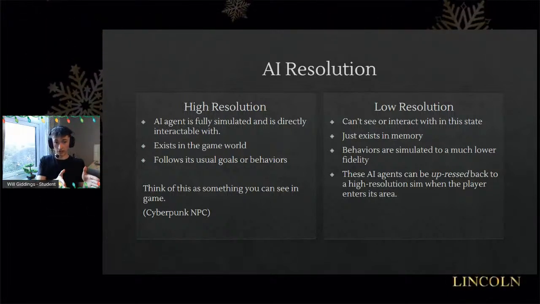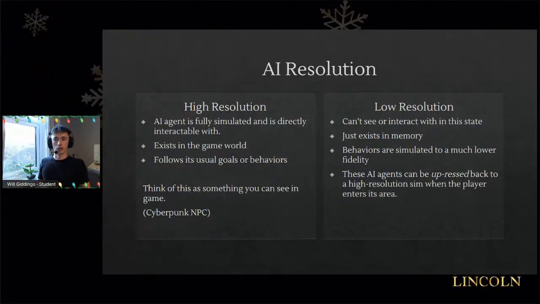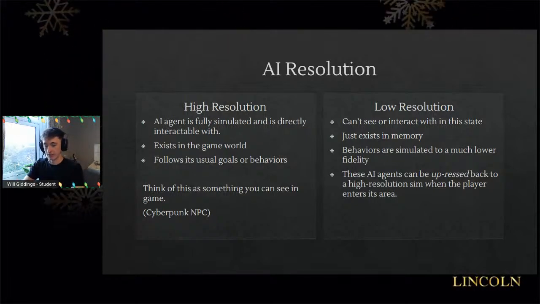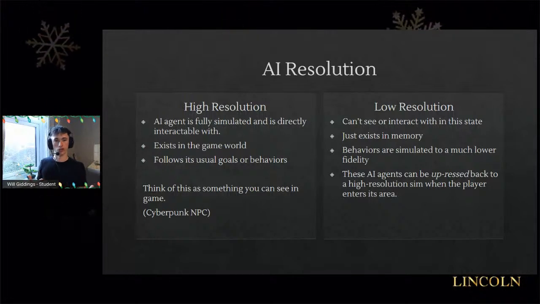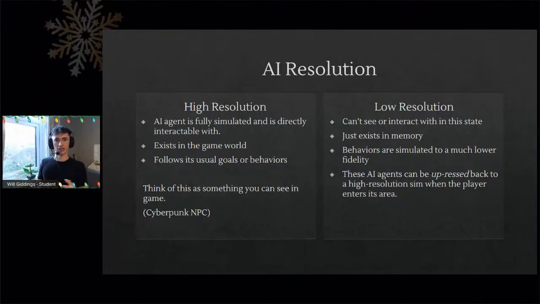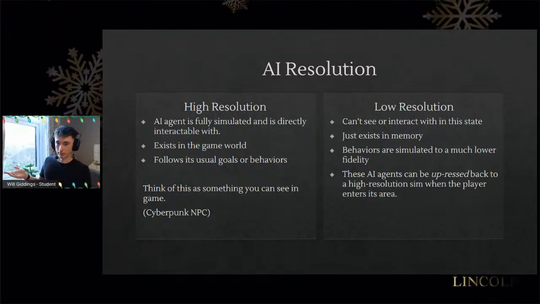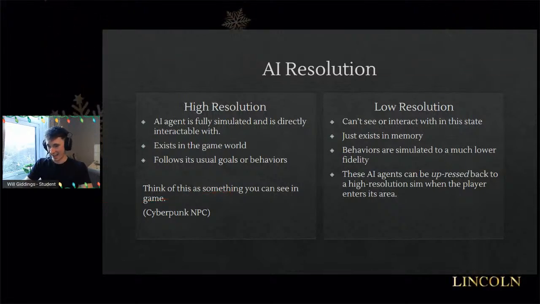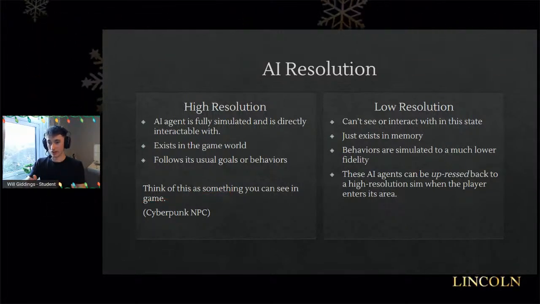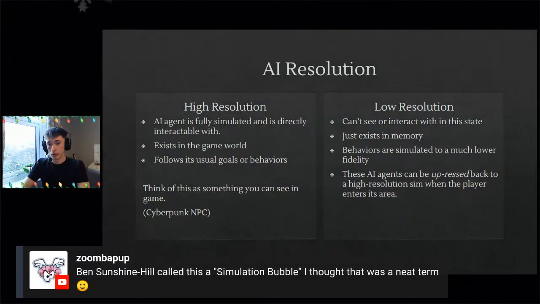Then these low resolution agents can be up-resed to a high resolution sim when the player gets close to them or something. So what we end up with is varying levels of AI complexity based on where you are in the world, almost like an LOD system. If you imagine LOD, level of detail in games, where buildings start to turn to Play-Doh if you walk far enough away from them. Again, Cyberpunk potentially. This is the idea that this emergent AI system is based on.